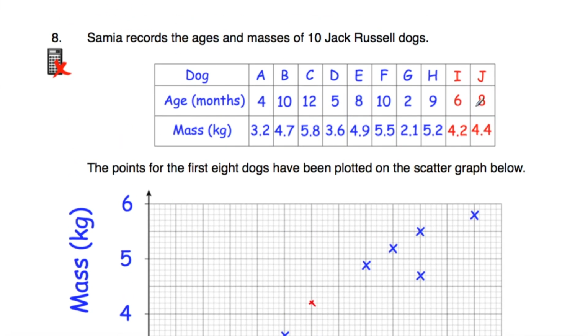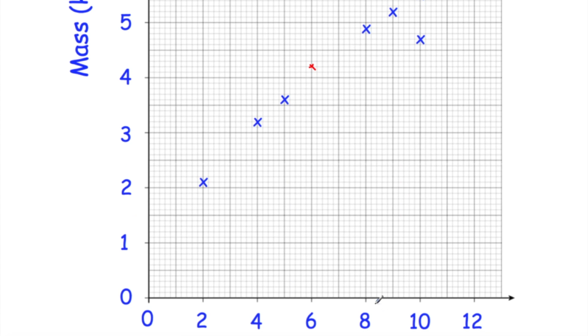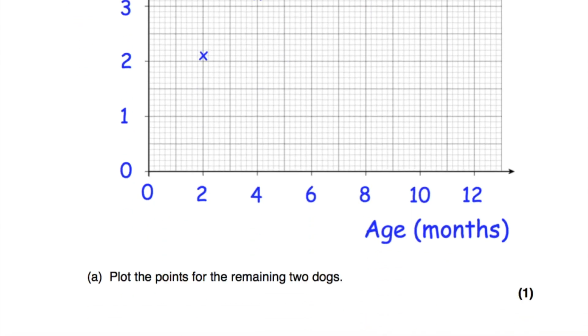Next, there's an 8-month-old dog, and it weighs 4.4 kilograms. So let's go to 8 months and go to 4.4. So 4, 4.1, 4.2, 4.3, 4.4, and plot that point. So it's there. So we've plotted those 2 points, that's part A.